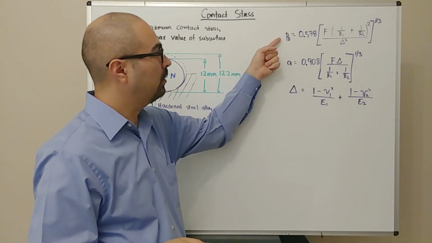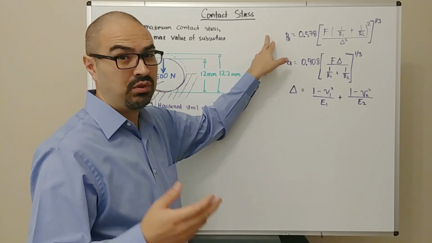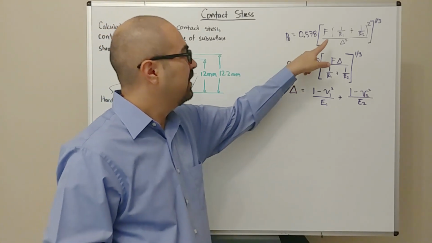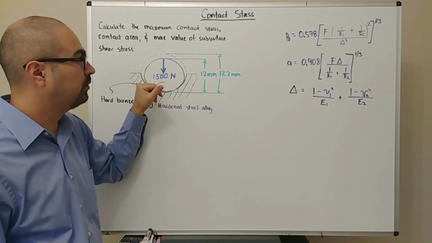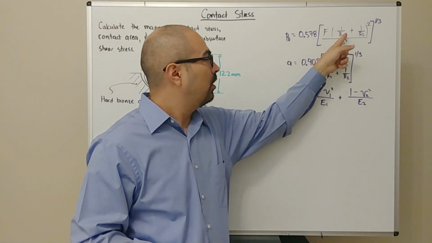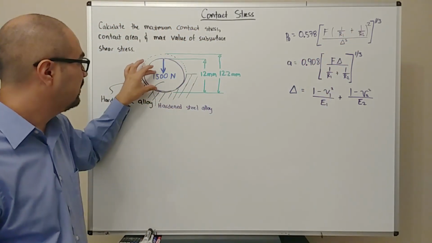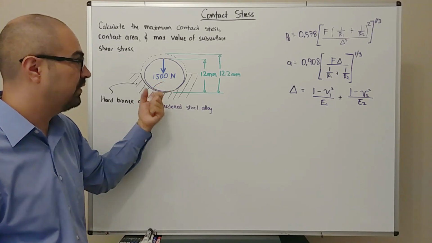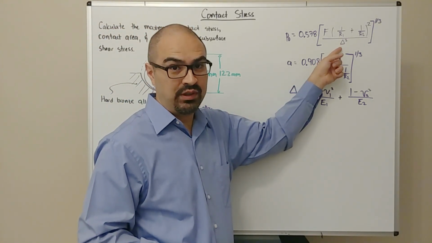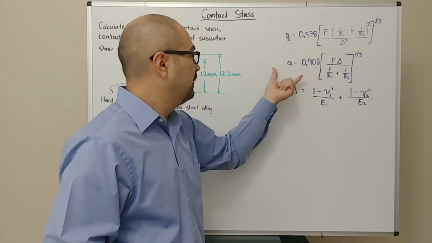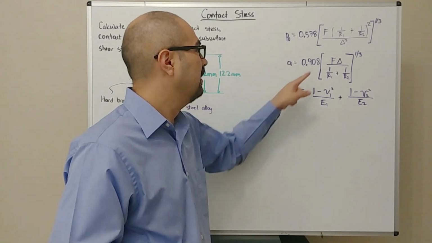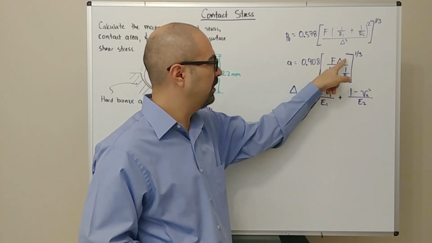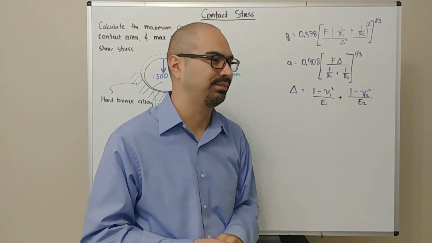The first one over here is going to give us the contact pressure or the contact stress. If we take a look at it, we see that it depends on F, which is the force between the two components, R1 and R2, which are going to be the radius of the spherical ball and of the seat, and the parameter delta over here. The second equation, A, is going to give us the radius of the contact area. It also depends on the force, delta, and the radii.